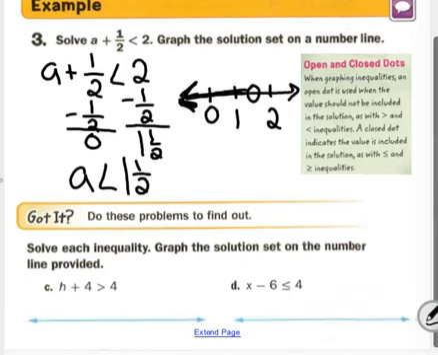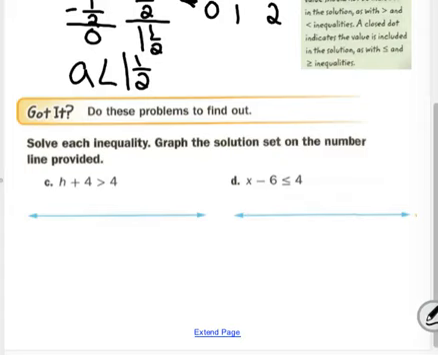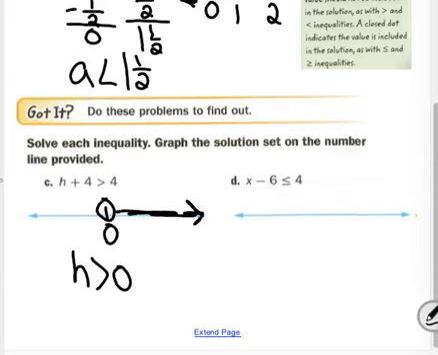All right, and then a couple more practice ones for you here. Again, hit pause, solve these, come back, and I'll show you the answers, okay? Go ahead, give them a shot. All right, so for letter C, we're going to have H is greater than 0. So this is an easy one to graph. We have 0, open circle, because H is not included. So everything larger than 0. So 0.0001, that would be true. But 0 itself, not so much.